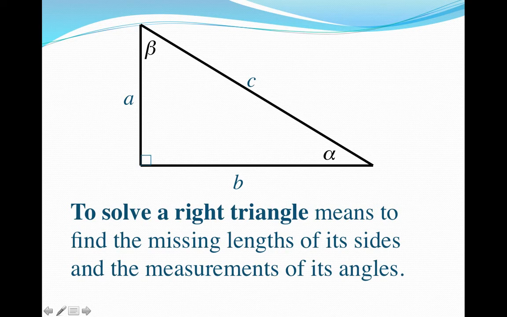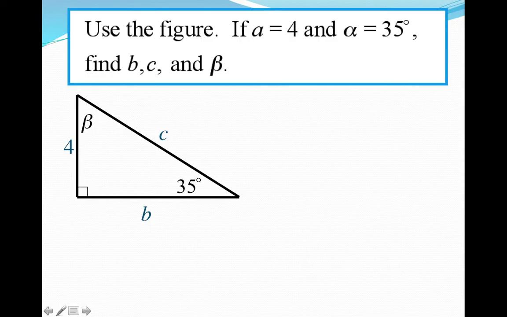All right. To solve a right triangle means that you need to find all of the missing side lengths and all of the missing measurements of the angles. So by the time you finish solving a triangle, you have to know all three sides and all three angles. So let's look at this example.